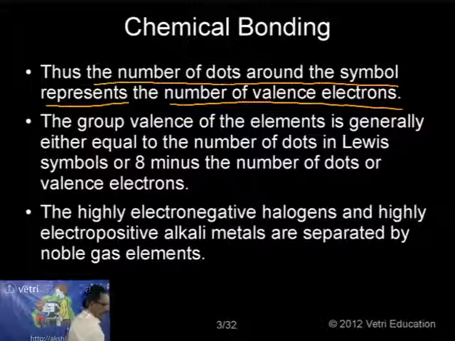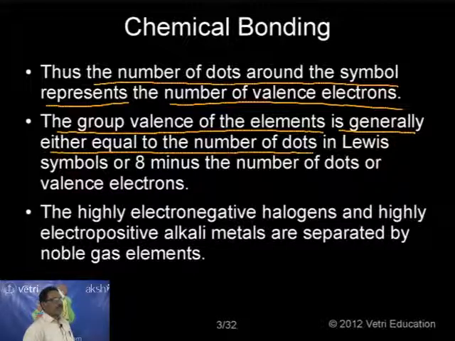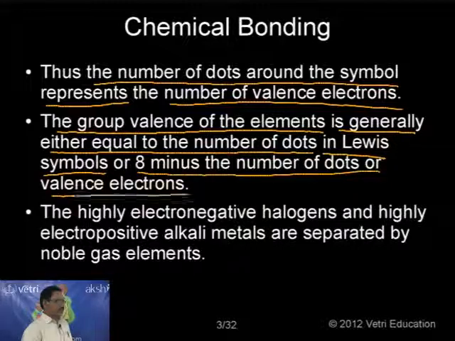Then next one. The group valency of the elements is generally either equal to the number of dots in Lewis symbols or 8 minus the number of dots or valency electrons. So this is the most important information given by Lewis and Kossel. The group valency, that means each group will have a characteristic valency. That's why I informed you earlier, you must have an idea regarding the periodic table.